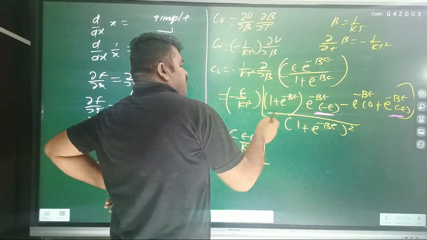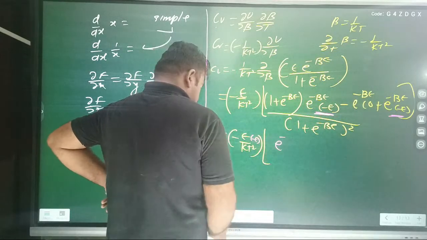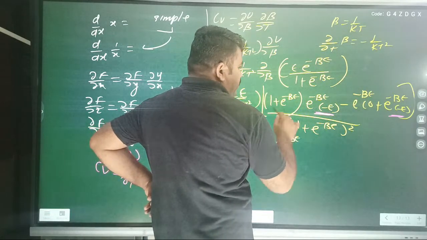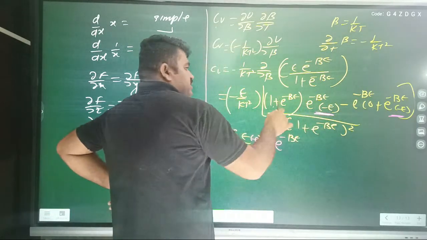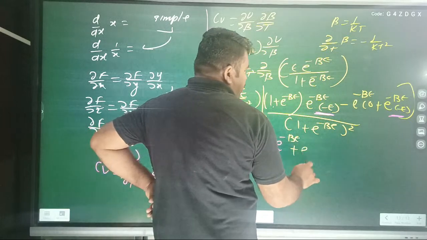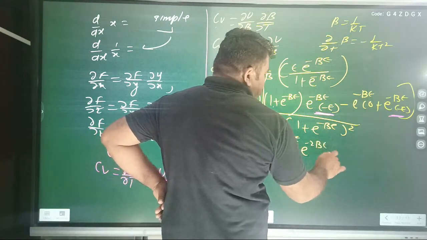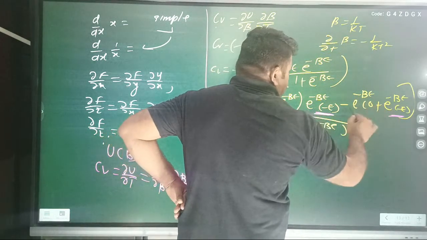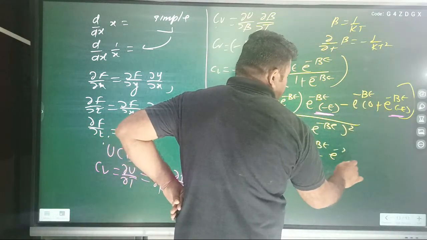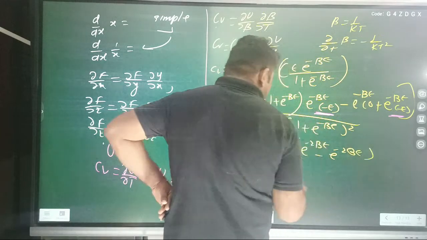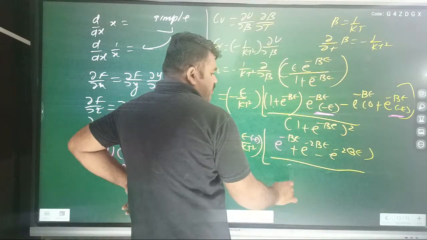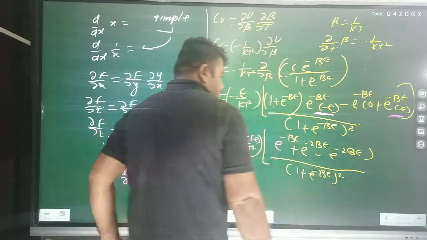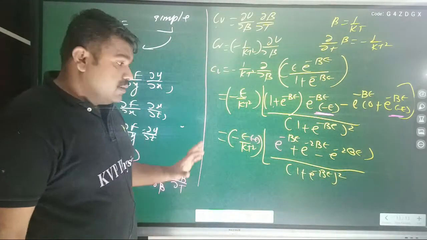Okay, and just multiply this one, means this becomes e^(−βε), first one into this e^(−βε). Second one, e^(−βε) into e^(−βε) is e^(−2βε). Okay, similarly 0 into something is 0, and this into this becomes minus e^(−2βε) upon v². v² means (1 + e^(−βε)) squared. Okay, same exponential rules.